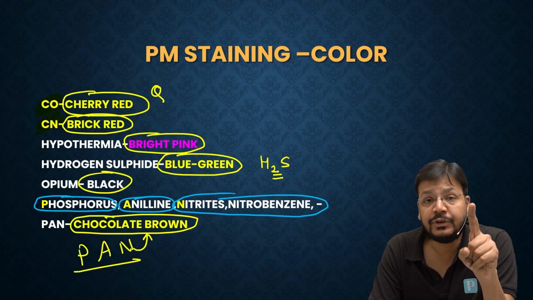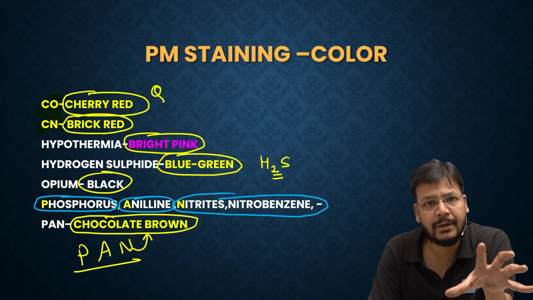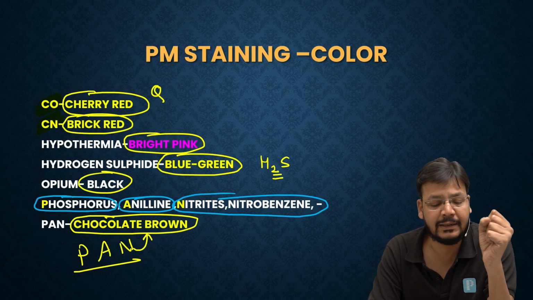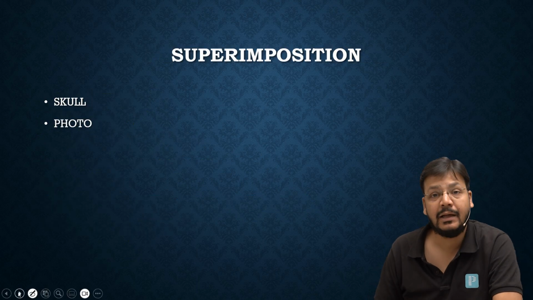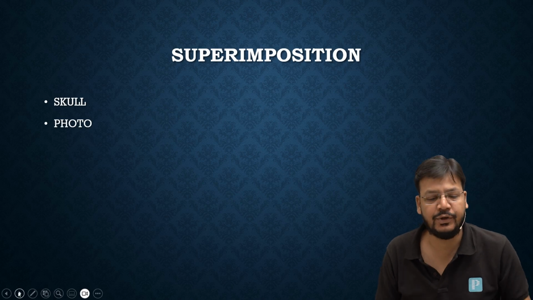सो दोस्तों, हाइपोथर्मिया में ब्राइट पिंक जरूर याद रखना, एग्जाम में पूछा जाता है. दीज आर द कलर ऑफ पोस्टमार्टम स्टेनिंग. ओपियम इट्स अ ब्लैक कलर. हाइड्रोजन सल्फाइड देयर विल बी टू कलर, ब्लूइश ग्रीन.